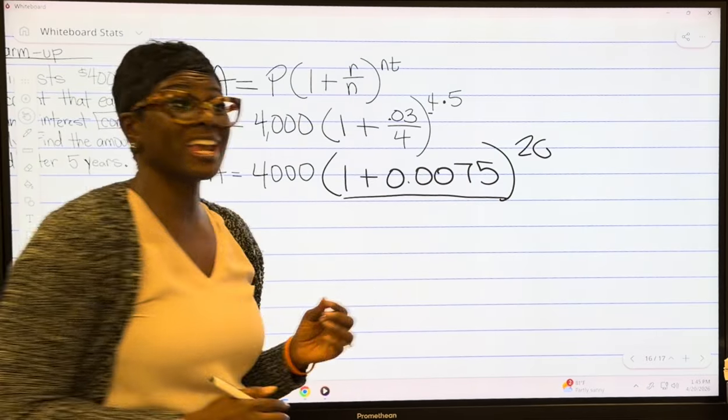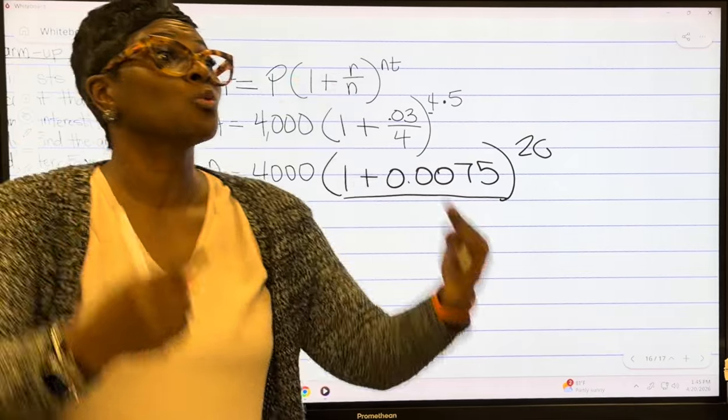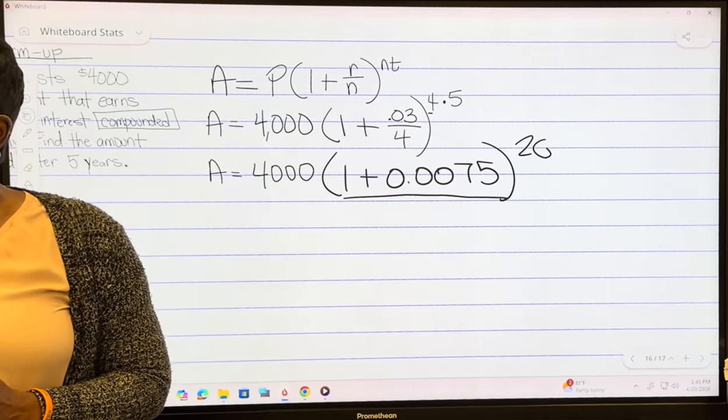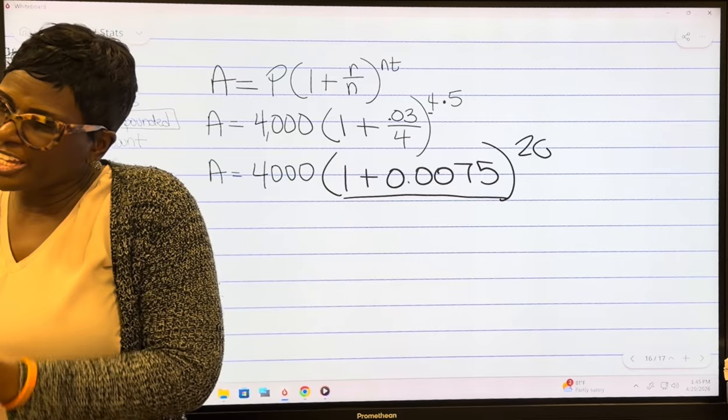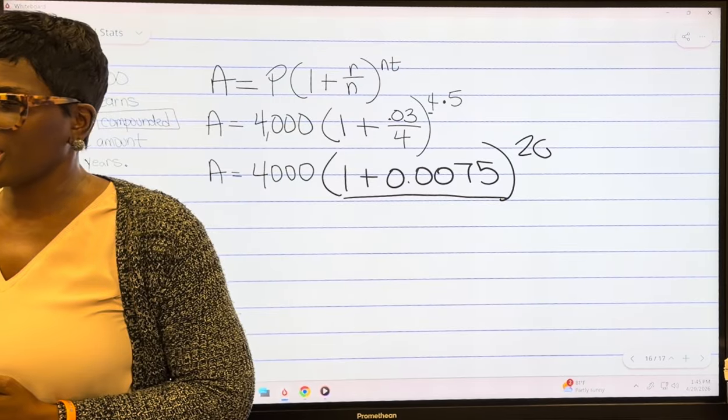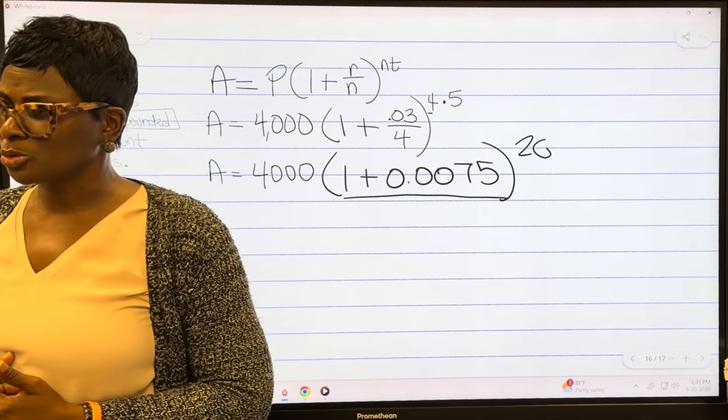Because what's in here is more than one. Think about it. Are you getting exactly your money back, which is 1 times 1? If it said just 1, that means you would get back exactly what you put in. There's no growth. There's no decay. You get back your money, right?